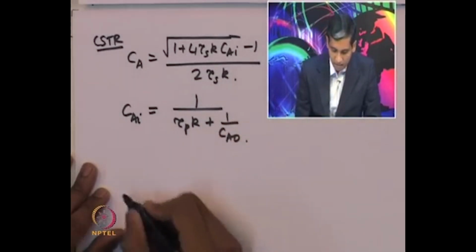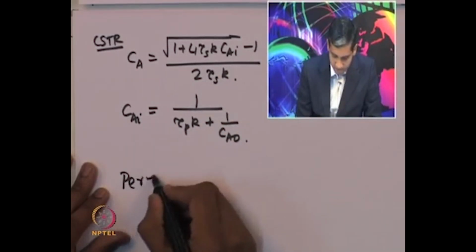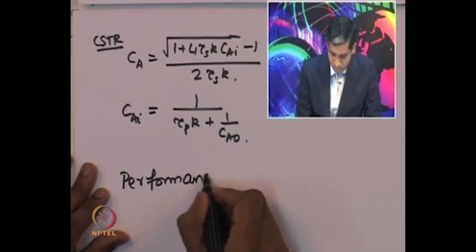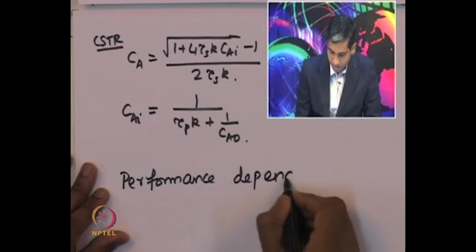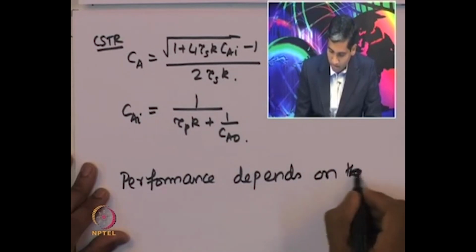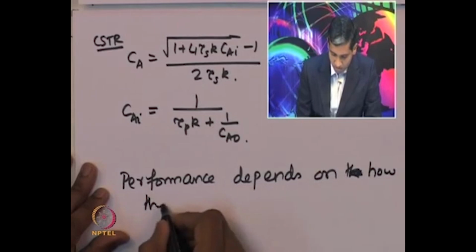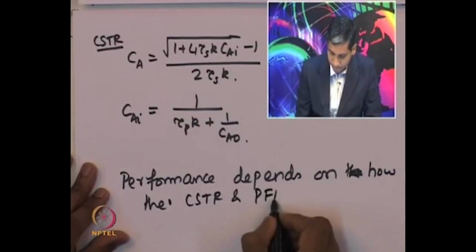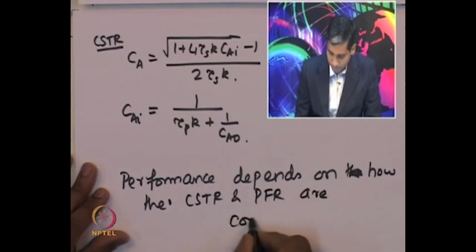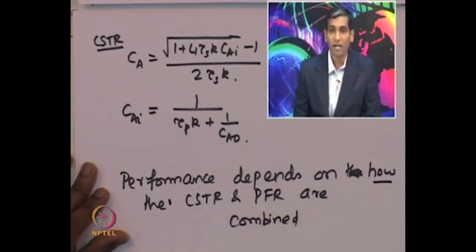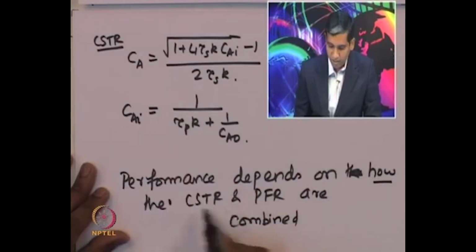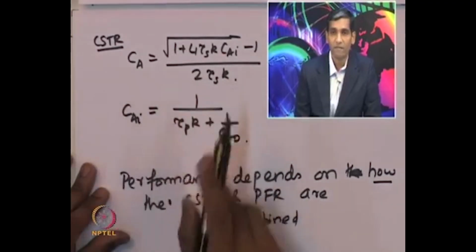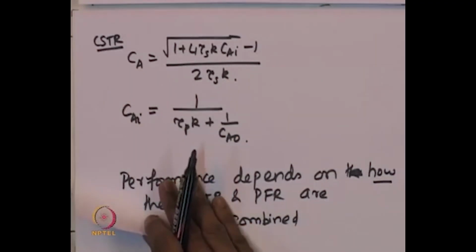So, what it suggests is that the performance of the reactor depends on how the CSTR and plug flow reactor are combined. So, it is important how they are combined, which means that whether CSTR appears first or CSTR appears later actually matters when we estimate the performance of the combination of reactors.